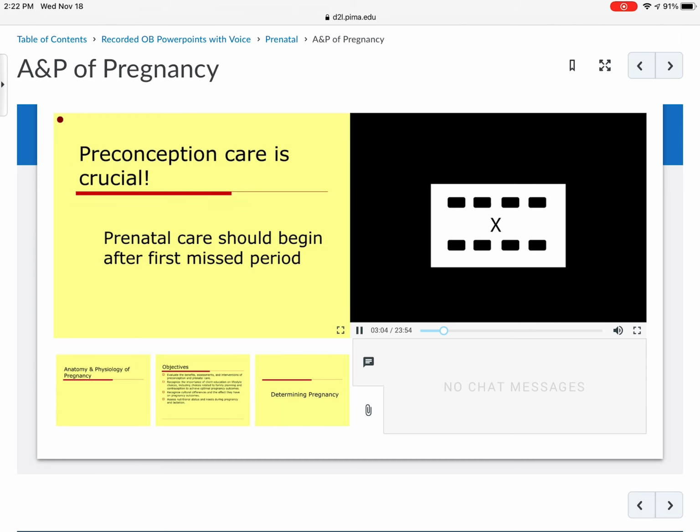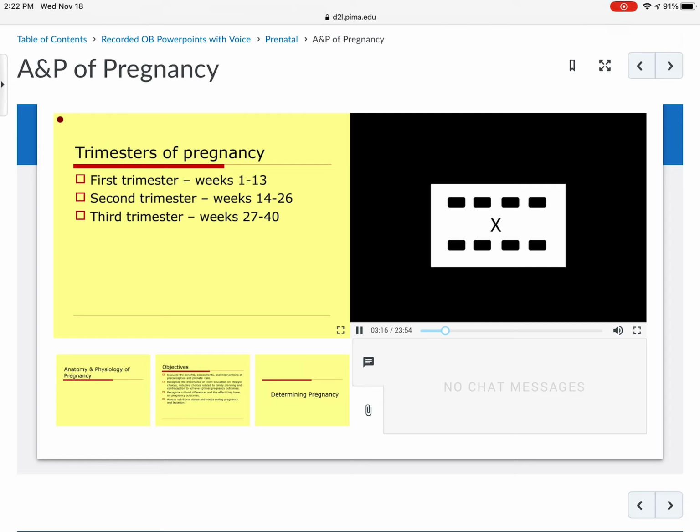We already talked about the importance of preconception care, making sure you're in good health before you decide to get pregnant, and prenatal care begins after the first period. When we speak of pregnancy, we speak in trimesters. The first trimester is 1 through 13 weeks. Second trimester is 14 to 26. The third trimester is weeks 27 to 40. Just know that there are 3 trimesters. I don't think you need to memorize the weeks.